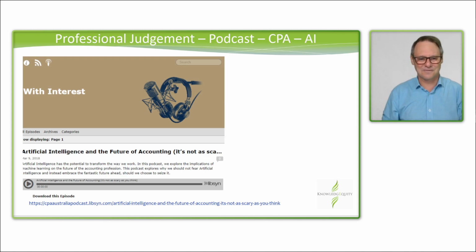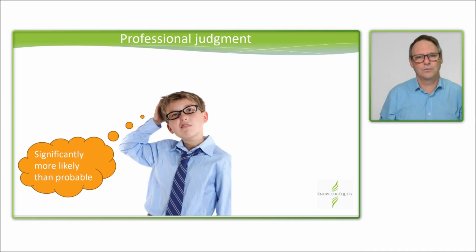It's absolutely amazing. Now, another example of professional judgment, and we're seeing this with artificial intelligence. You can get AI to do the work for you. So do we need professional judgment anymore? This podcast by CPA explores this in detail, and it links into one of the questions. I'll show that shortly.